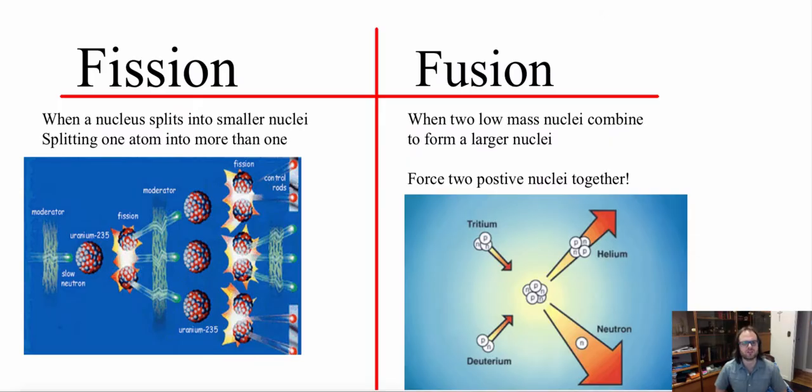What is nuclear fission? Well, nuclear fission is the splitting of a large nucleus into smaller nuclei. Or in other words, the splitting of one large atom into many smaller atoms. Now, one thing with fission is normally when we have fission, more neutrons are given off, which could then cause a chain reaction and more fission to occur.